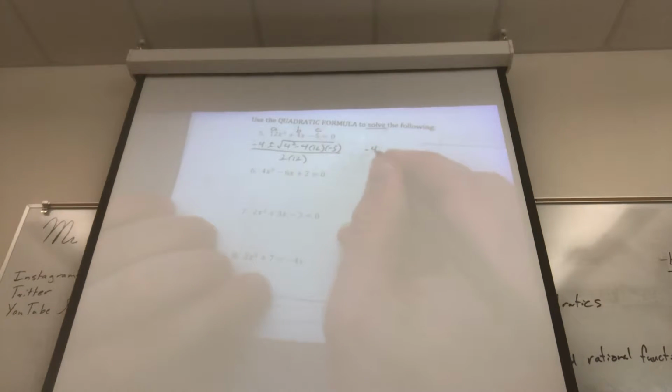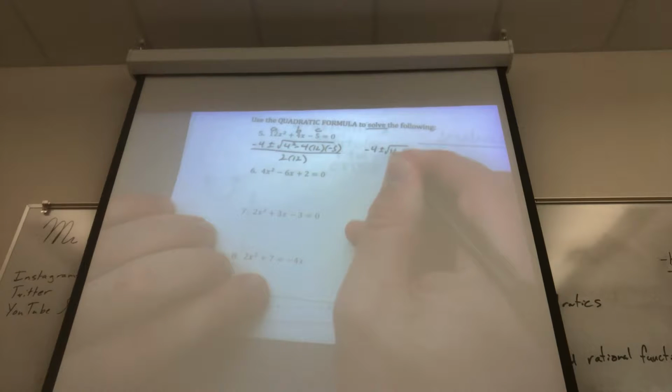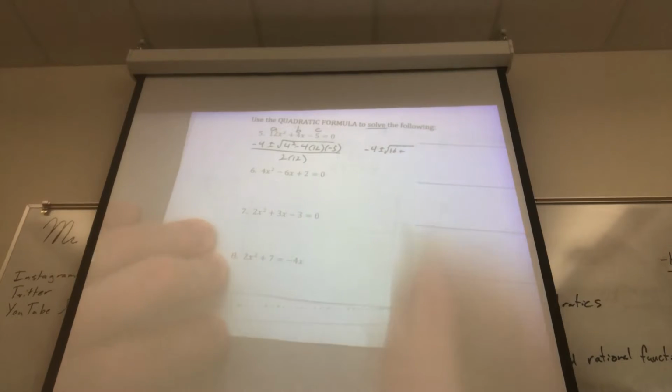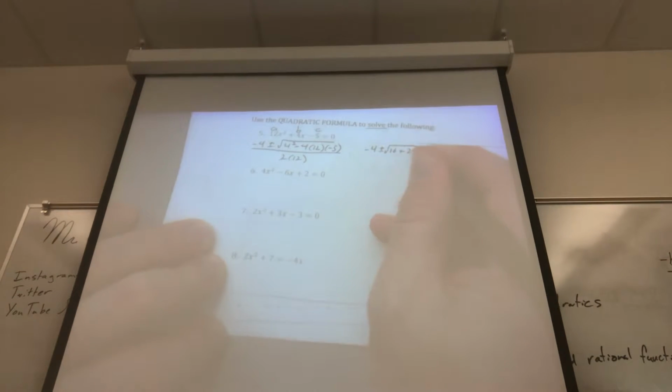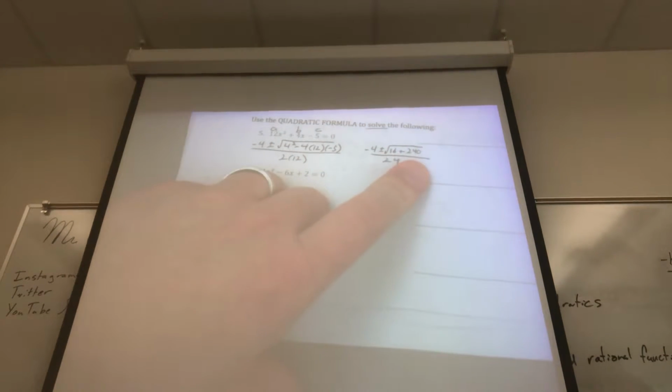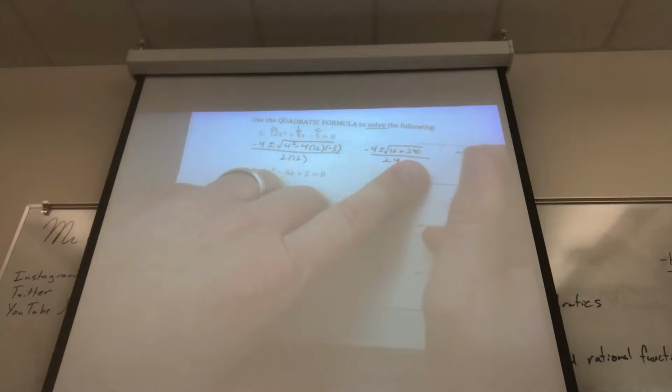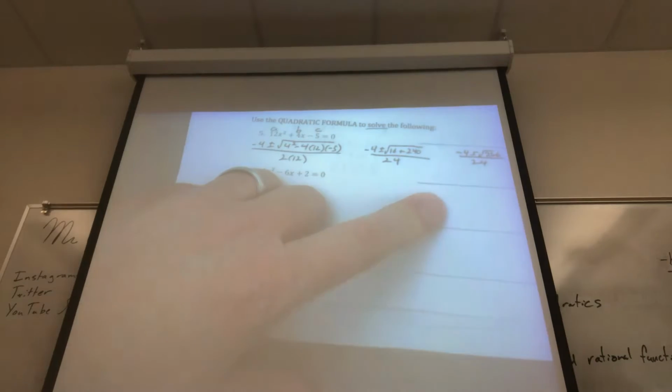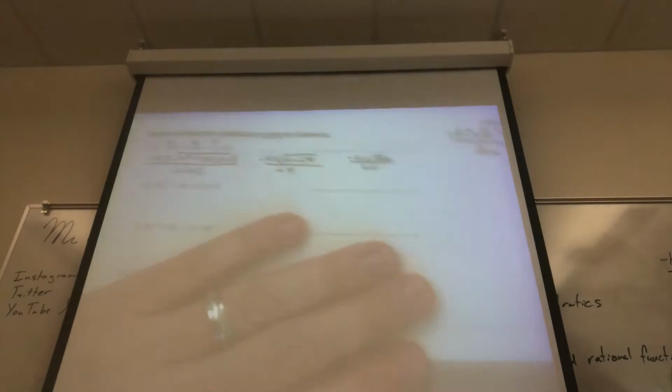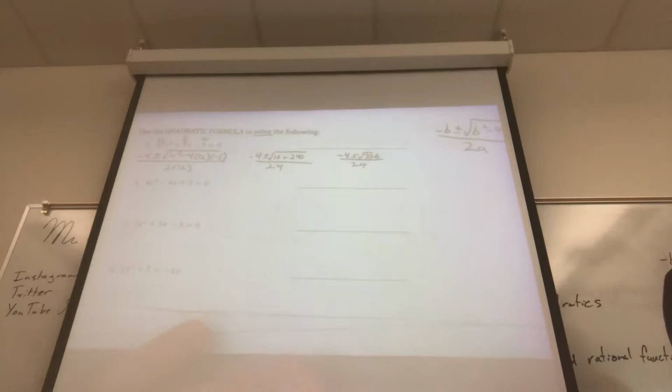This would be negative 4 plus or minus the square root of 16 plus 5 times 4 is 20, times 12 is 240, all over 2 times 12 is 24. 16 plus 240 is 256. That's negative 4 plus or minus the square root of 256 all over 24. The square root of 256 is 16. Just 16, not 16 still under the square root. If you type in the square root of 256, then it's just 16.